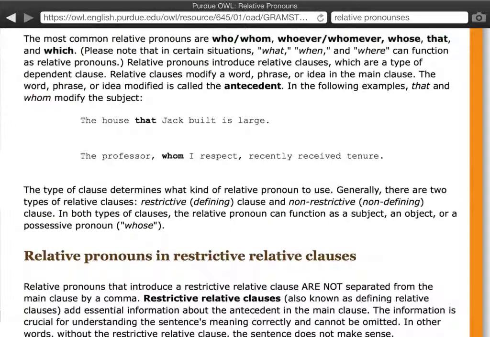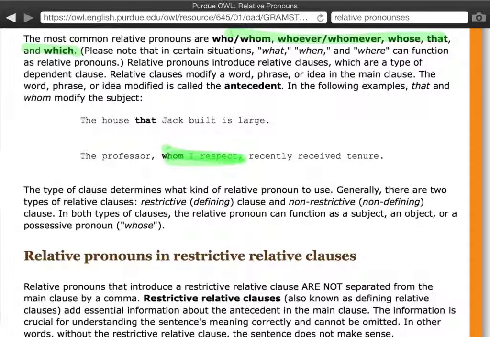Okay, so let's look at those hidden awubuses. The most common relative pronouns are who and whom, whoever, whomever, whose, that, and which. Those are words that are worth committing to memory. Okay? So relative pronouns introduce relative clauses, which are a type of dependent clause. So they're dependent clauses. They very rarely have commas. Sometimes they do in the example below because it's kind of inserted in the middle of the sentence. The word, phrase, or idea modified is called the antecedent, and that would be what they're talking about.